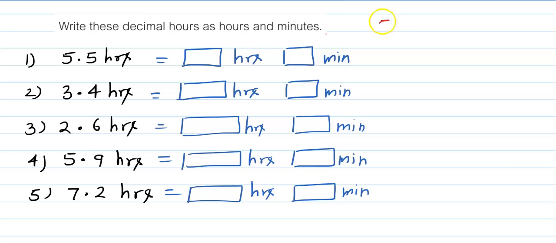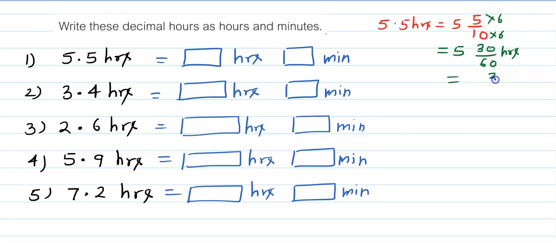First question is 5.5 hours. You can write 5 and 5 over 10. Times by 6 to make 60, then you can write 5 and 30 over 60 hours. 30 over 60 hours means 30 minutes, and 5 is already there, so that is 5 hours 30 minutes.